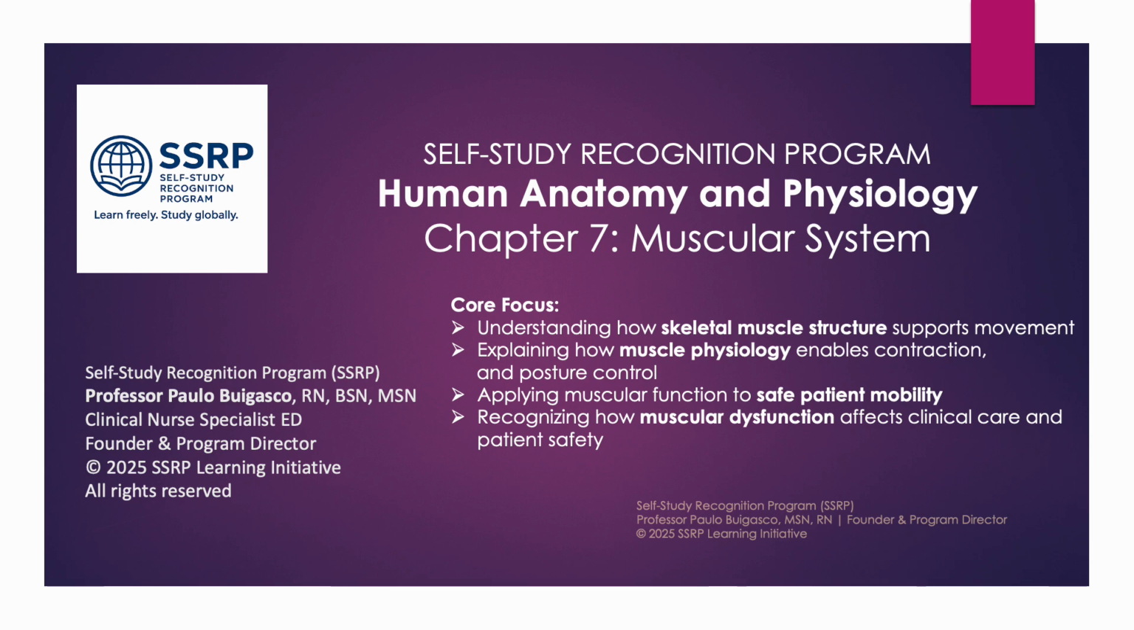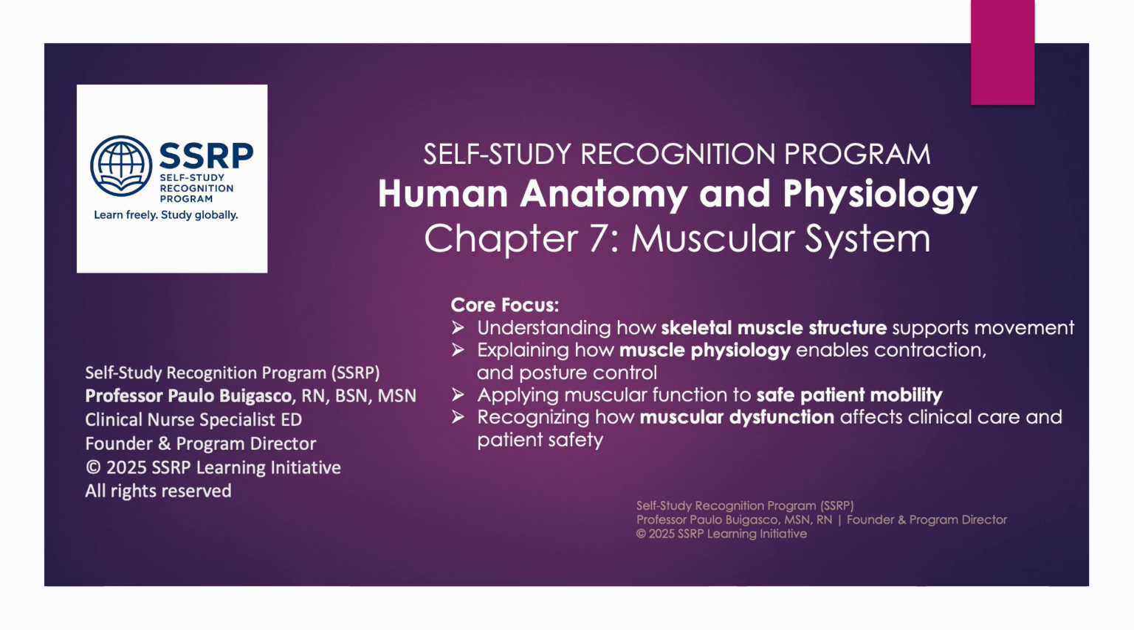actin and myosin filaments. This process, known as the sliding filament mechanism, depends on adequate levels of calcium ions and adenosine triphosphate to sustain contraction. Clinically, impairment of muscular function may result in weakness, fatigue, impaired mobility, and increased risk of falls. These changes directly influence patient safety, rehabilitation outcomes, and independence in activities of daily living.